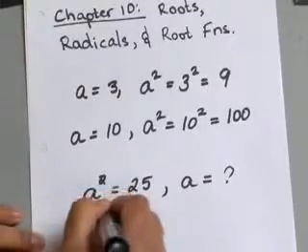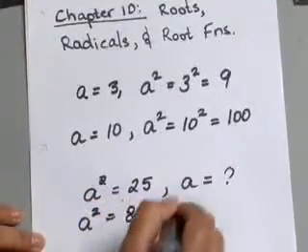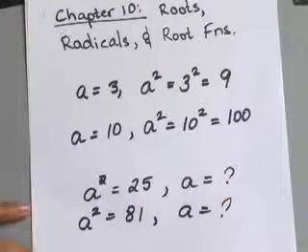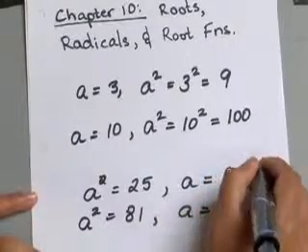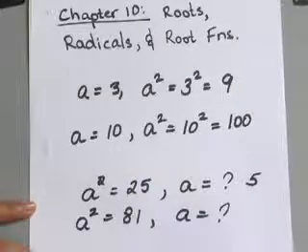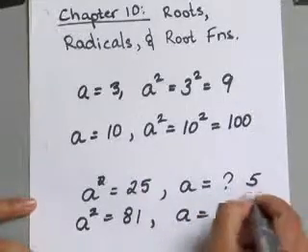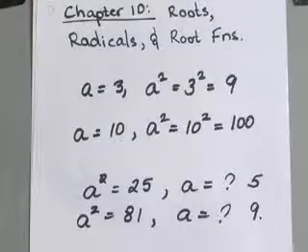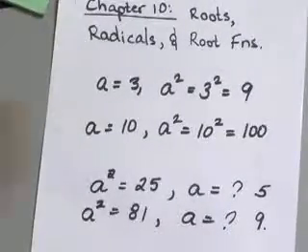Again, if a squared was 81, what would your a be? What number multiplied into itself will give you 81? You can see the answer here would be 5 for a square of 25, and if a squared is 81, your a would be 9. So this is what we want to concentrate on in this chapter.